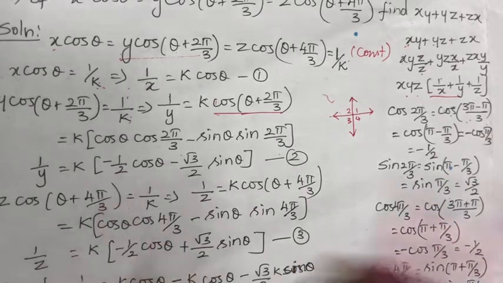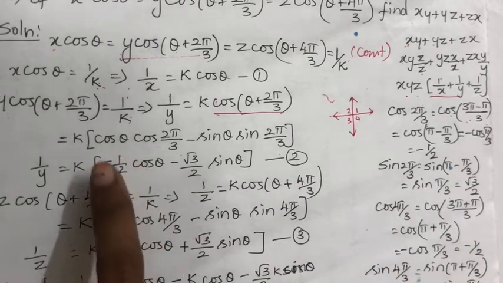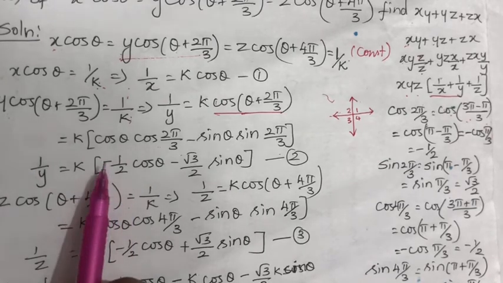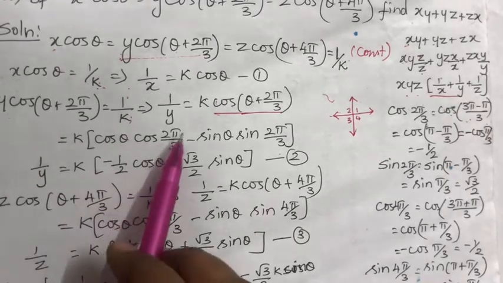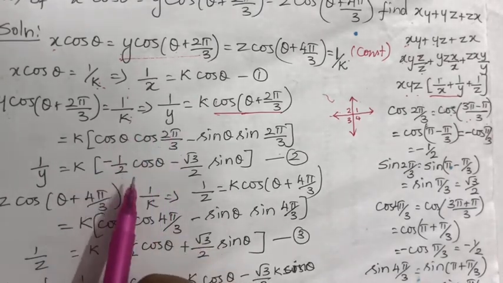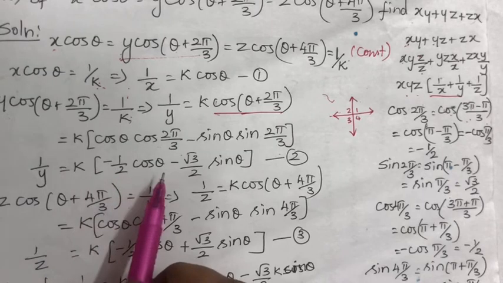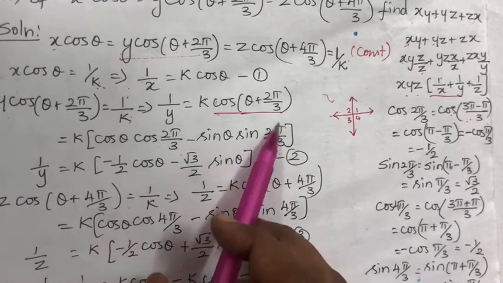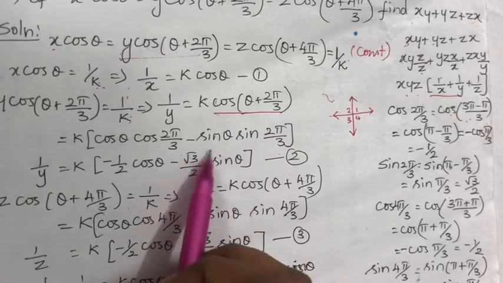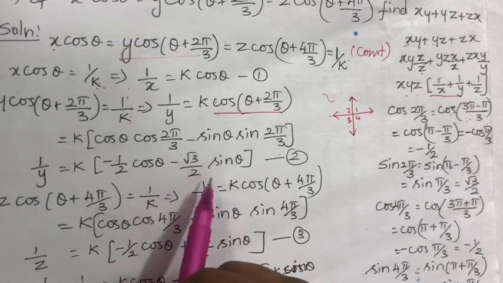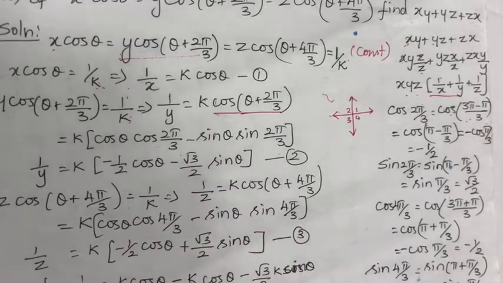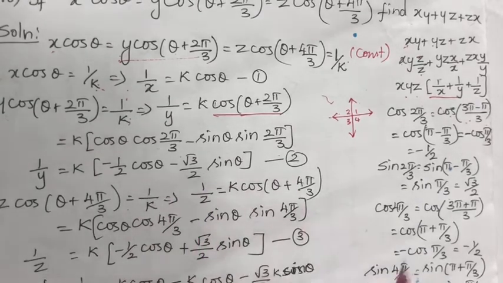We have to substitute that here. So minus 1 by 2 into cos theta, since cos 2 pi by 3 is minus 1 by 2. Minus 1 by 2 into cos theta minus, instead of sin 2 pi by 3, it is root 3 by 2. So root 3 by 2 sin theta. And it's our equation 2.